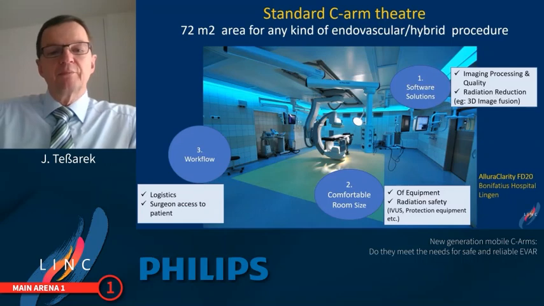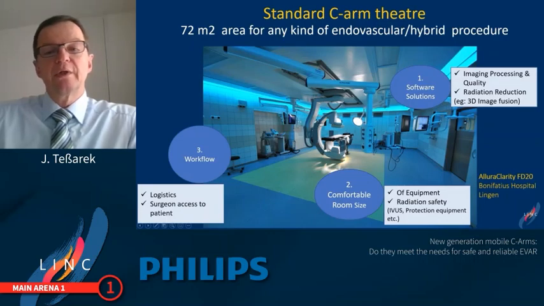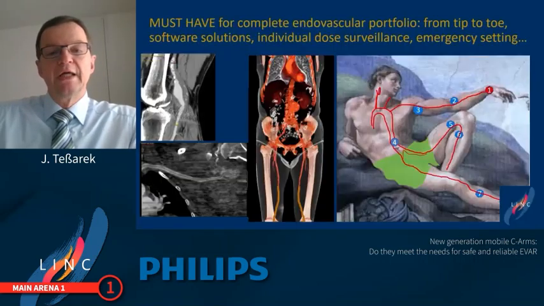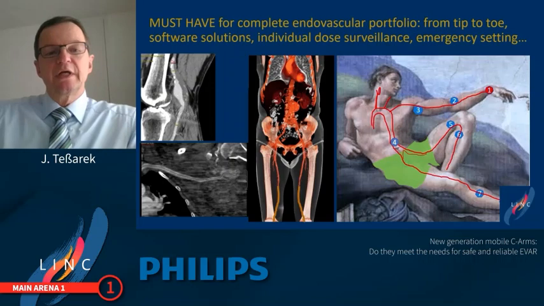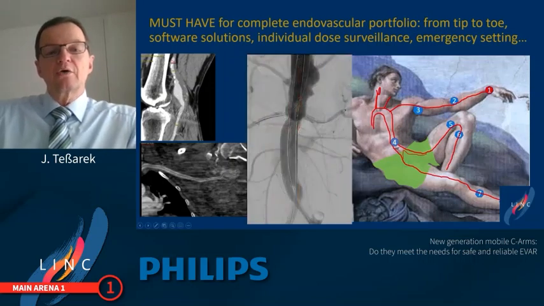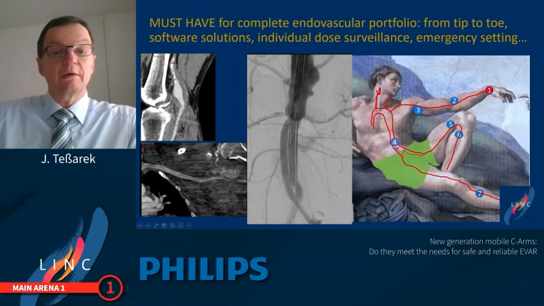Fusion, we have a comfortable room size of 72 square meters that allows everybody to walk around the yellow radiation control area, so it allows an optimal workflow. And with the setting, we can do any kind of endovascular procedure, just like vascular trauma or complex aortic procedures with a variety of access routes, radial and brachial approach, but also pedal approaches and retrograde recanalization.